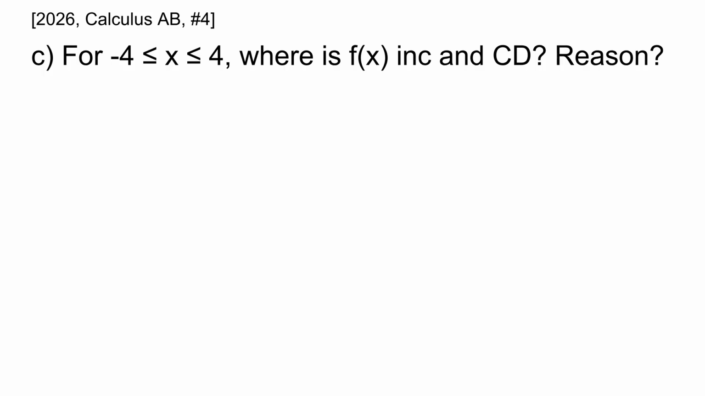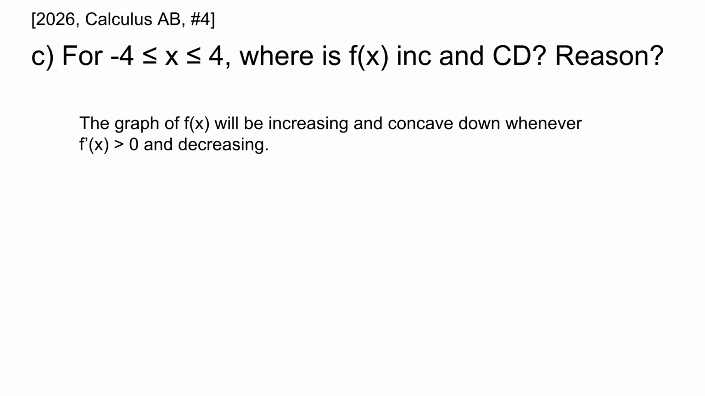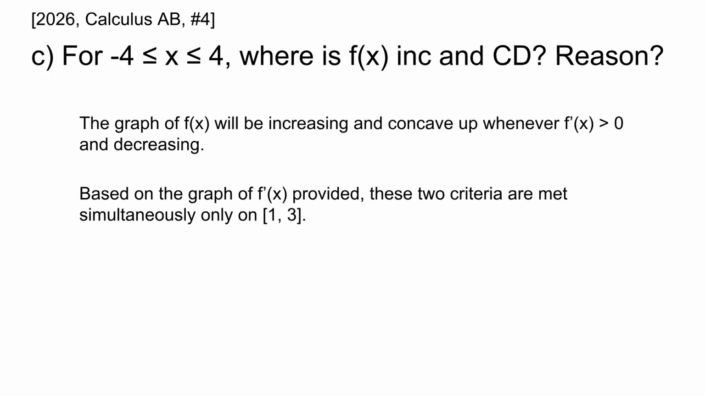In part C of this question, we are to consider the closed interval from -4 to 4 and determine where f of x is both increasing and concave down, and to provide a reason for our answer. So the graph of f will be increasing and concave down whenever f prime of x is greater than 0 and is also itself decreasing. Based on the graph of f prime of x provided, these two criteria are met simultaneously only on the closed interval from 1 to 3.